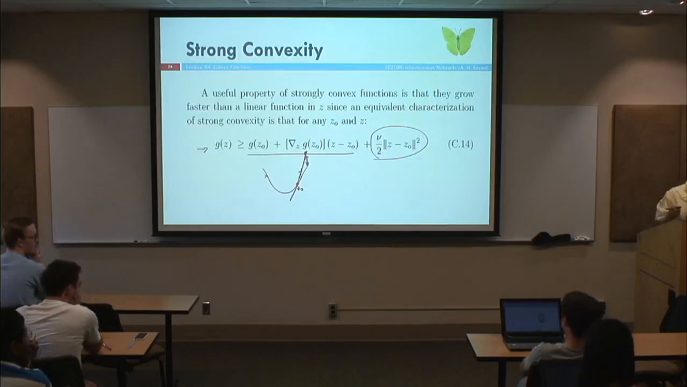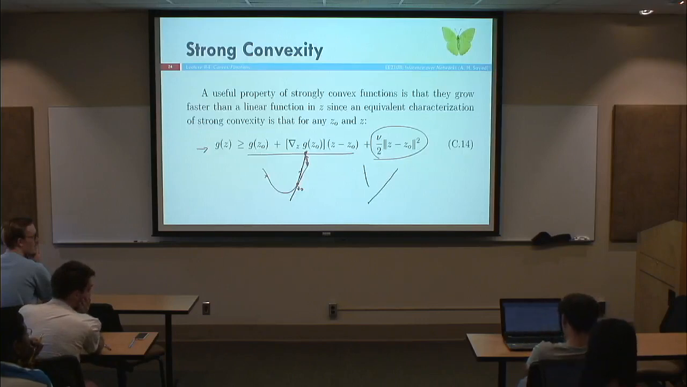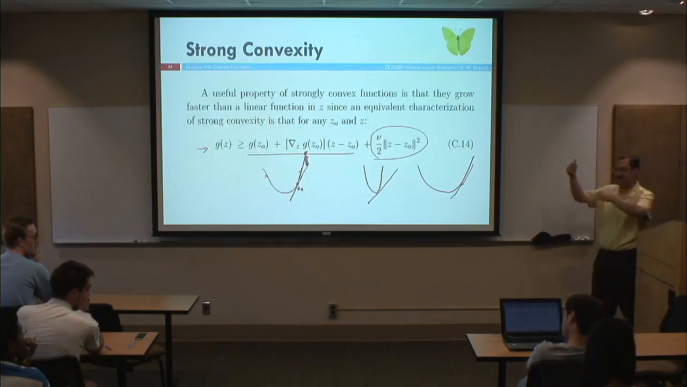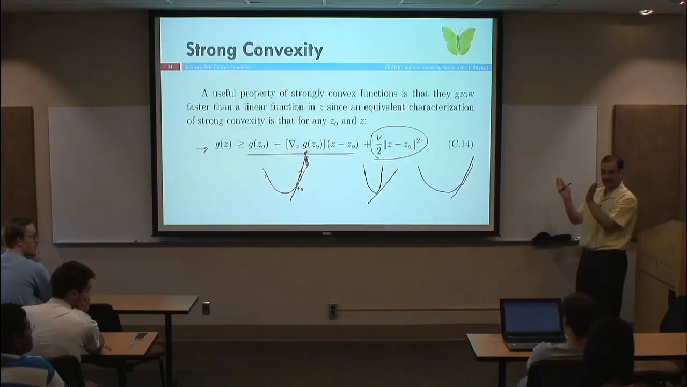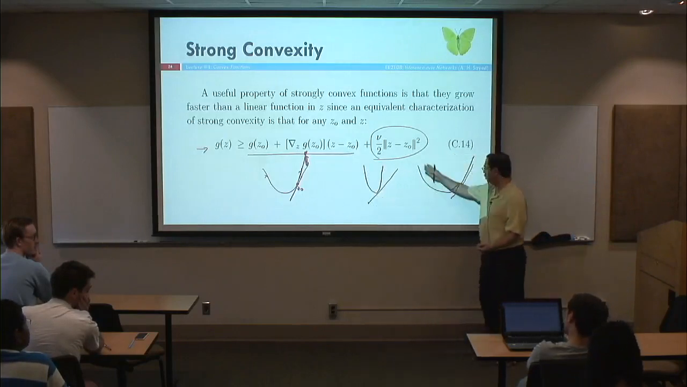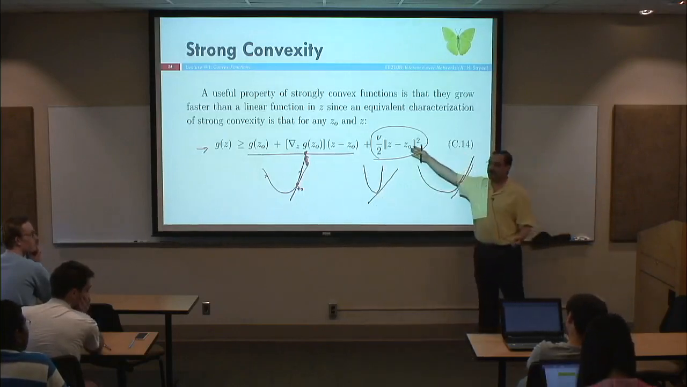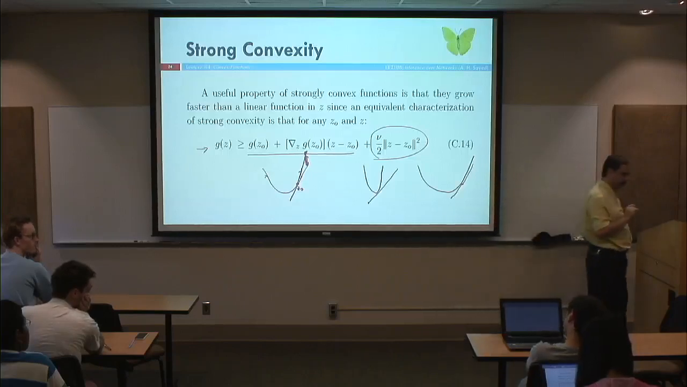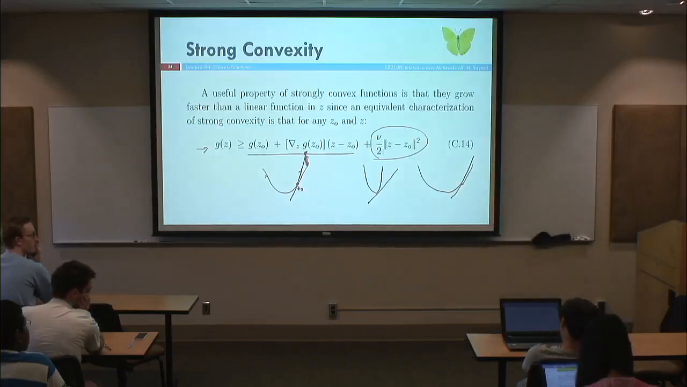This is another way of saying that this function looks more like this rather than a flat function like this. Because for this distance to grow quadratically with z minus z0, the function has to look more like this, with a sharper focus at the minimum, than like this. So this property is explaining the behavior you observed in the previous plot. Okay. Very good.